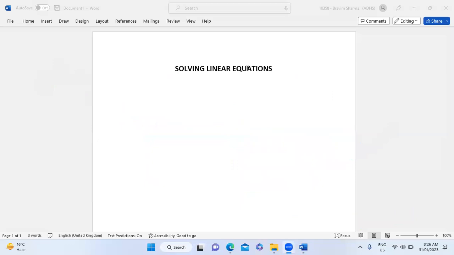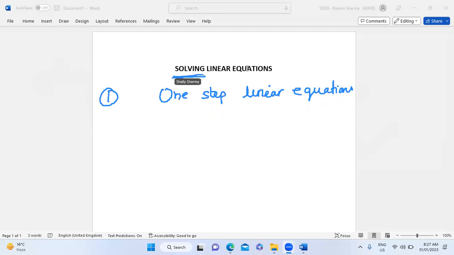Now we will start with the step-by-step process. First, I'm going to discuss the one-step linear equations. One-step linear equations means they will be solved in just one single operation. And solving means finding the value of the variable. When we say solving the linear equation, it means find the value of the variable whichever is in the equation.